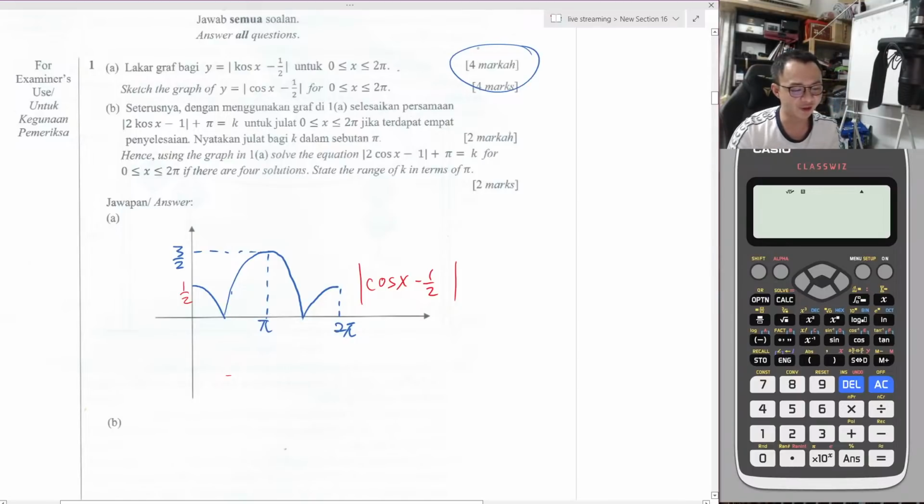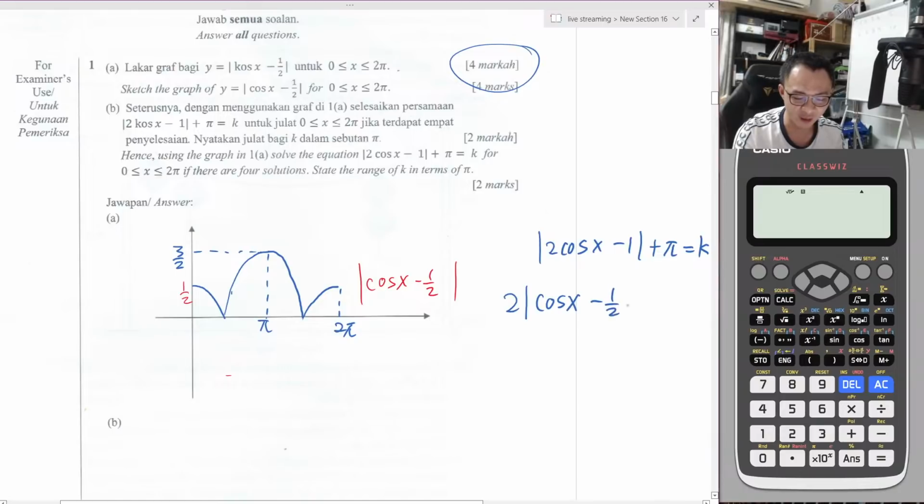Then for part B, we have another equation. This is 2 cos x minus 1 plus pi equals k. The question asks, if there are 4 solutions, to find the range of k instead of pi. The first thing is that this is not really the y. I'm not sure why the marking scheme assumed this one is the y, because y is basically cos x minus half. So what I want to do is factorize out the 2 from the equation.